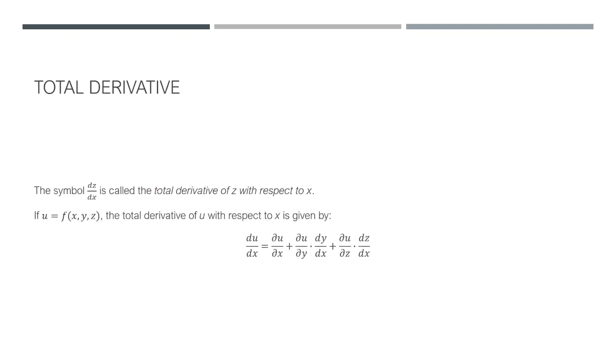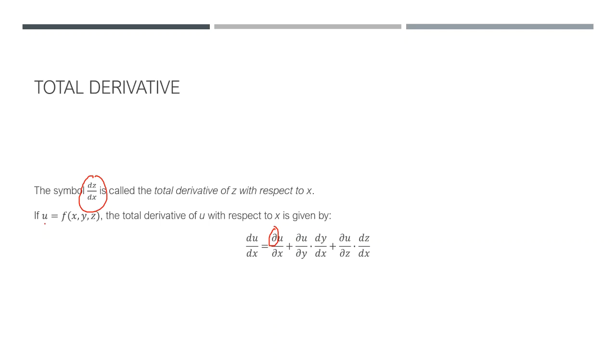So this symbol, dz over dx, is called the total derivative of z with respect to x. So if we are tasked to find the total derivative of z with respect to x, we have to use the bold letter d here. Unlike in partial derivative, we need to use this kind of symbol.